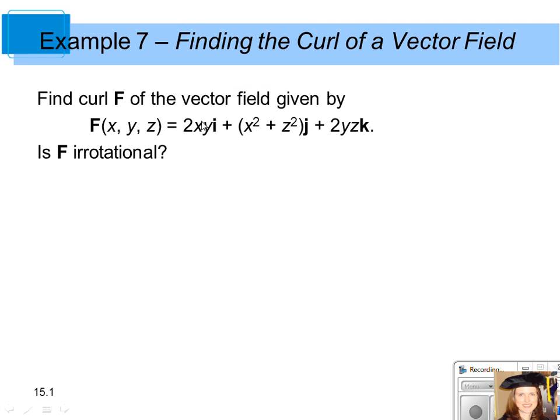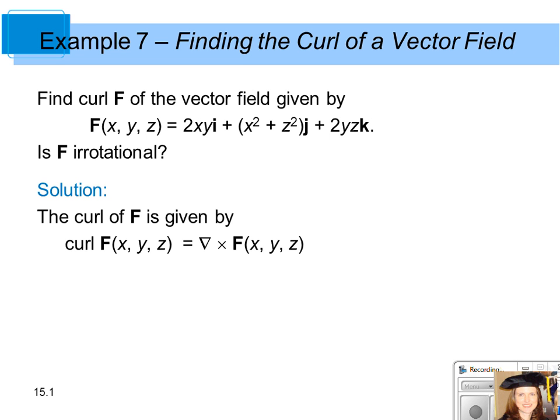To find the curl of the vector field given by this, that's our example, we want to find the curl using the formula, and we want to answer the question, is F irrotational? Well, if the curl is equal to 0, then we could say F is irrotational. The curl is given by the formula on the previous slide, or by evaluating it in this manner, the gradient cross product with F of x, y, z.